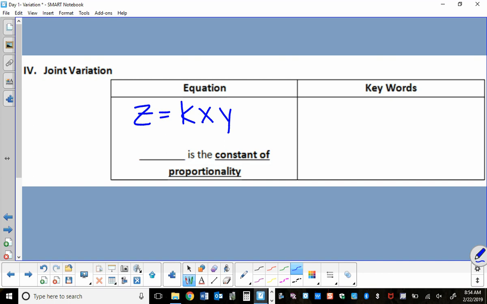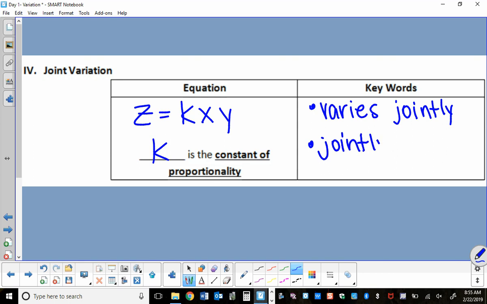Alright. My constant of proportionality is which letter? It's our K. So my key words here would be varies jointly, and jointly proportional. When you see that word jointly, you know you're going to have 2 variables and a K.